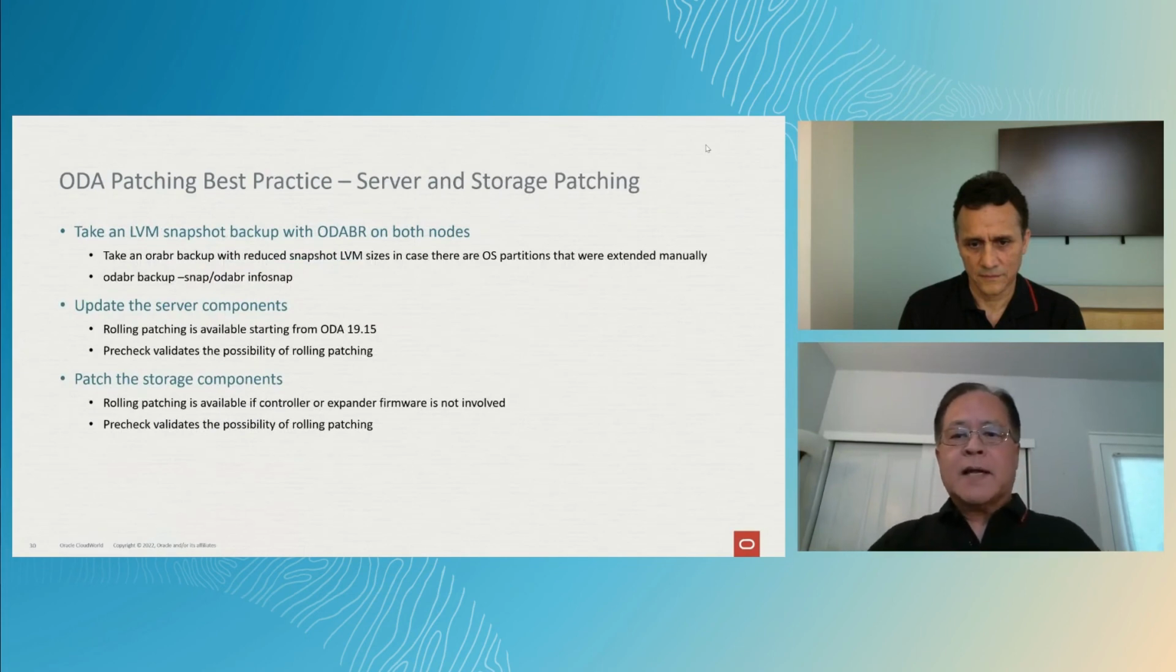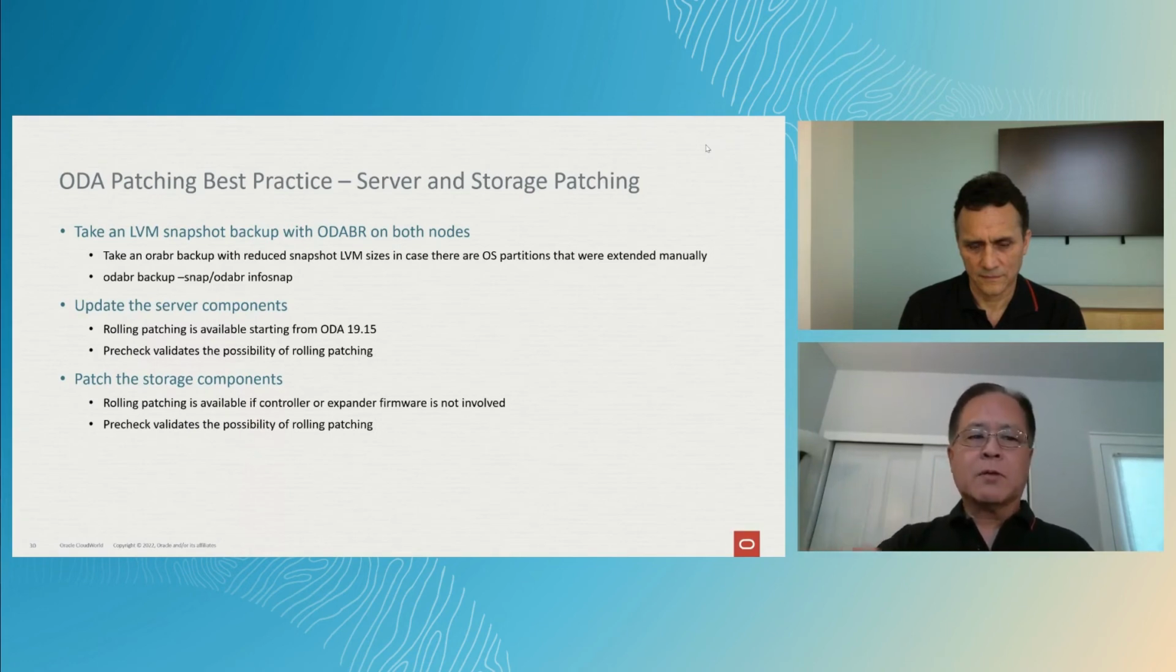So the next step is to start with server and storage patching. This is really about infrastructure patching that patches firmware, operating system, and GI, or grid infrastructure. So what we want you to do is always stay on the latest ODA software release that will have the latest bug fixes and all the new features.